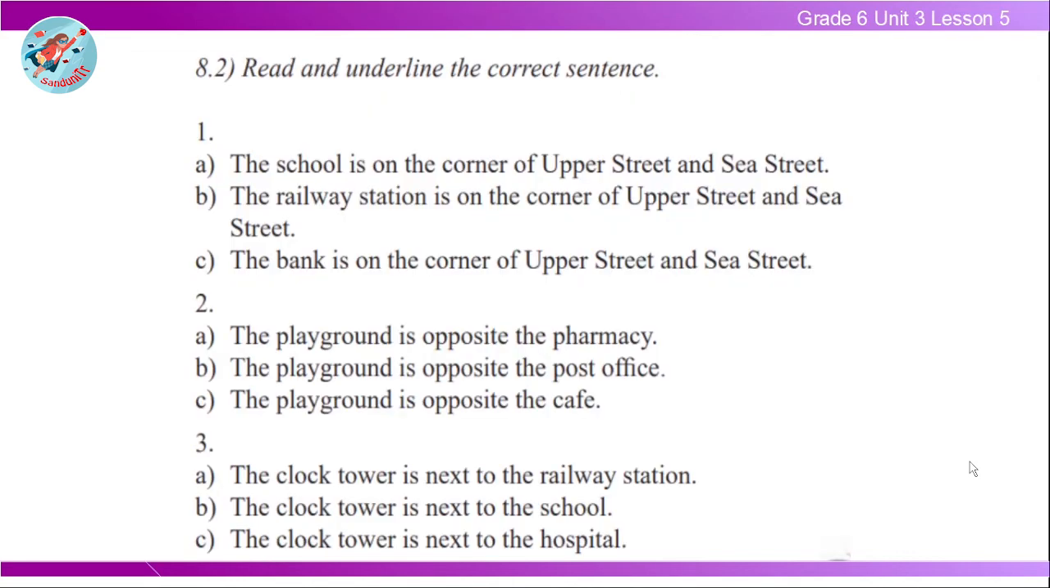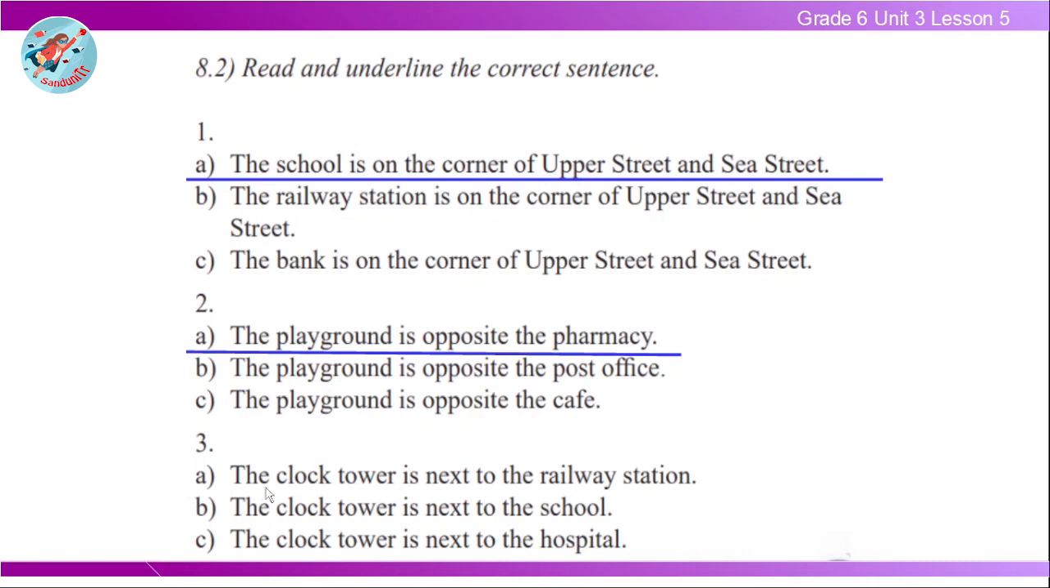Look at the first question. What is the correct sentence? On the corner of Upper Street and C Street. So A is the answer for the first question. Second one, the playground is opposite the pharmacy. So A is the answer. The playground is opposite the pharmacy.